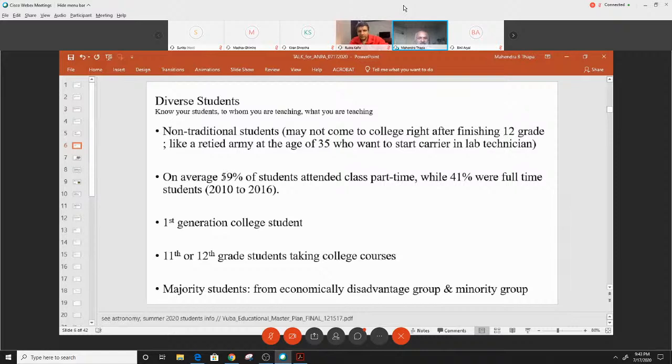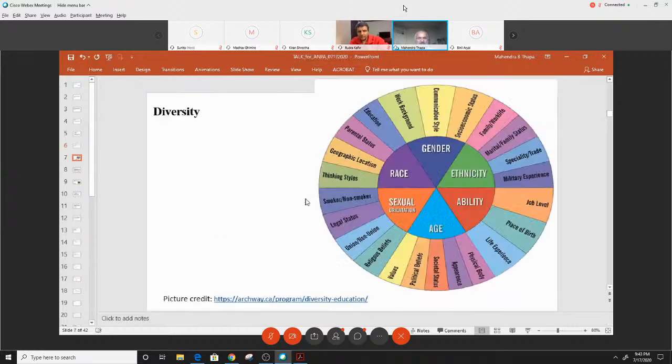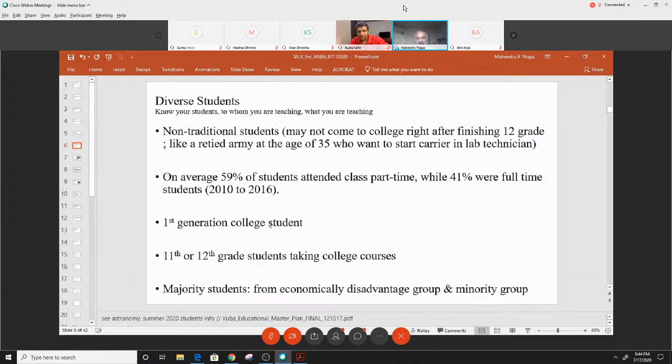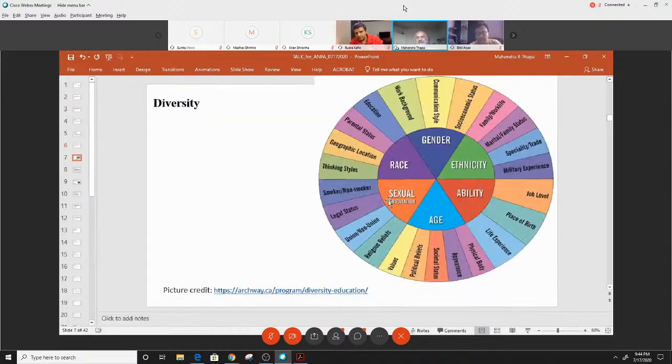Nearly 59% of students are part-time. A lot of students are first-generation college students. There are also students from high school, from 11th grade and 12th grade, taking courses from the college in addition to their high school courses. And the majority of students are economically disadvantaged or from the disabled community. Diversity doesn't mean only gender. It could be race, sexual orientation, ability, or ethnicity. We have to consider all those factors when we are teaching at the community college.